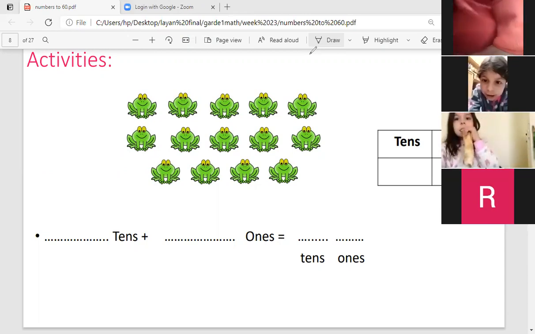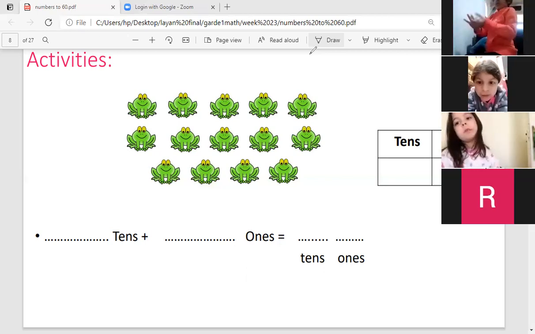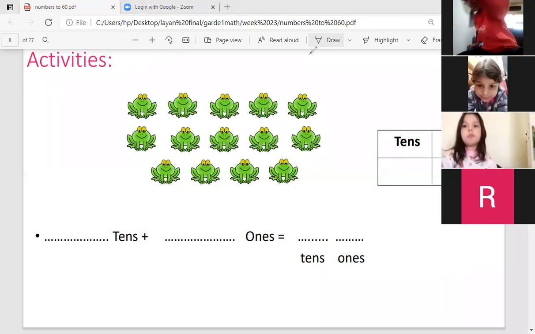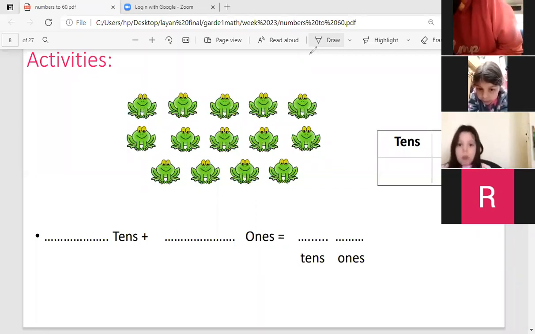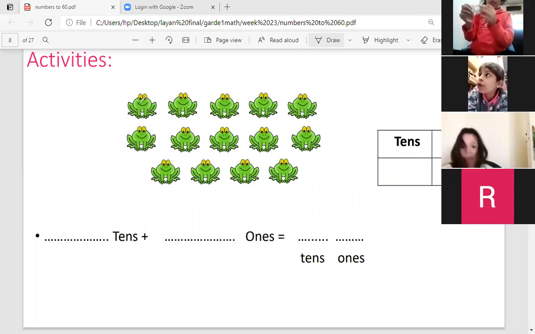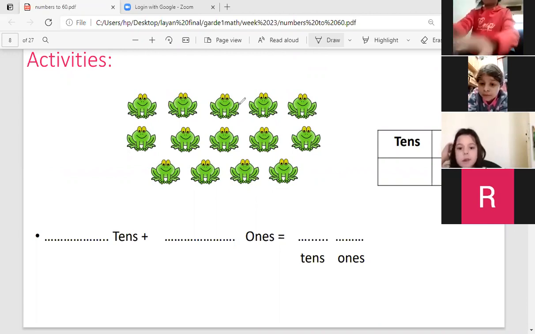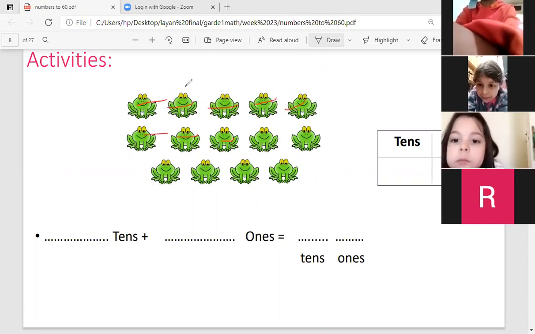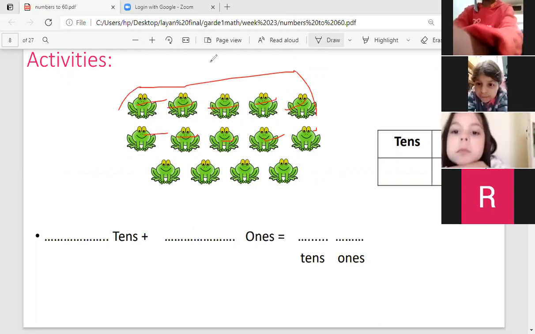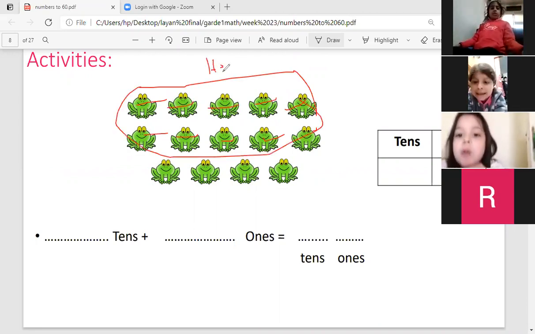1, 2, 3, 4, 5, 6, 7, 8, 9, 10, 11, 12, 13, 14. First of all, I want you to count each 10 and circle them. The pen is not letting you write now. Okay, I will write. How many tens? One. Excellent. So this is 1 ten. I will circle them and write 1 ten.